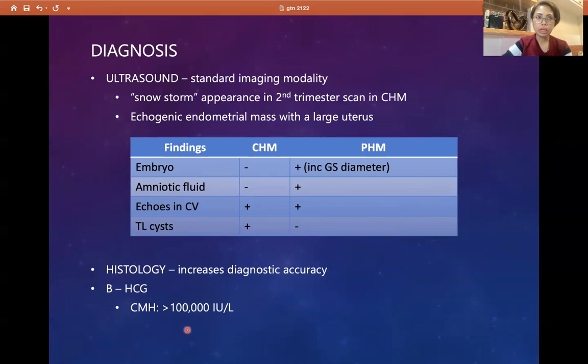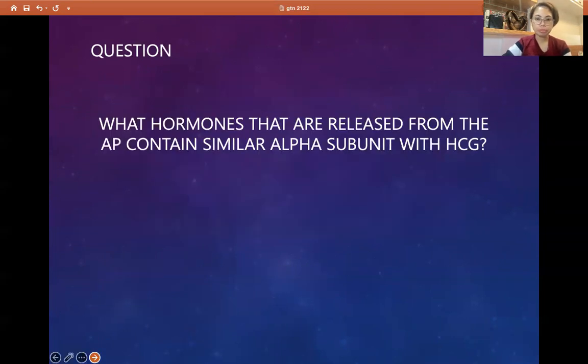Now, the beta HCG measurement in normal pregnancy usually plateaus at 10 weeks age of gestation and falls thereafter. And so a persistently high beta HCG raises this suspicion. Again, I asked this in the exam. I hope you were able to answer this. What hormones that are released from the anterior pituitary contain similar alpha subunit with HCG? Please do not forget this.